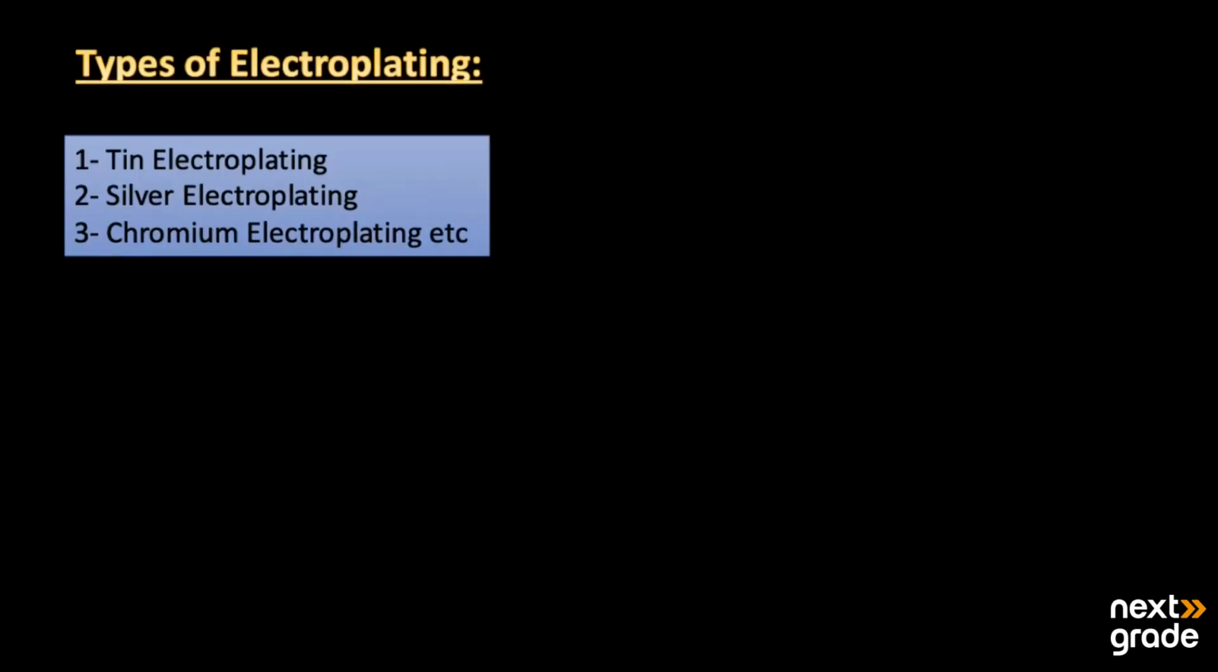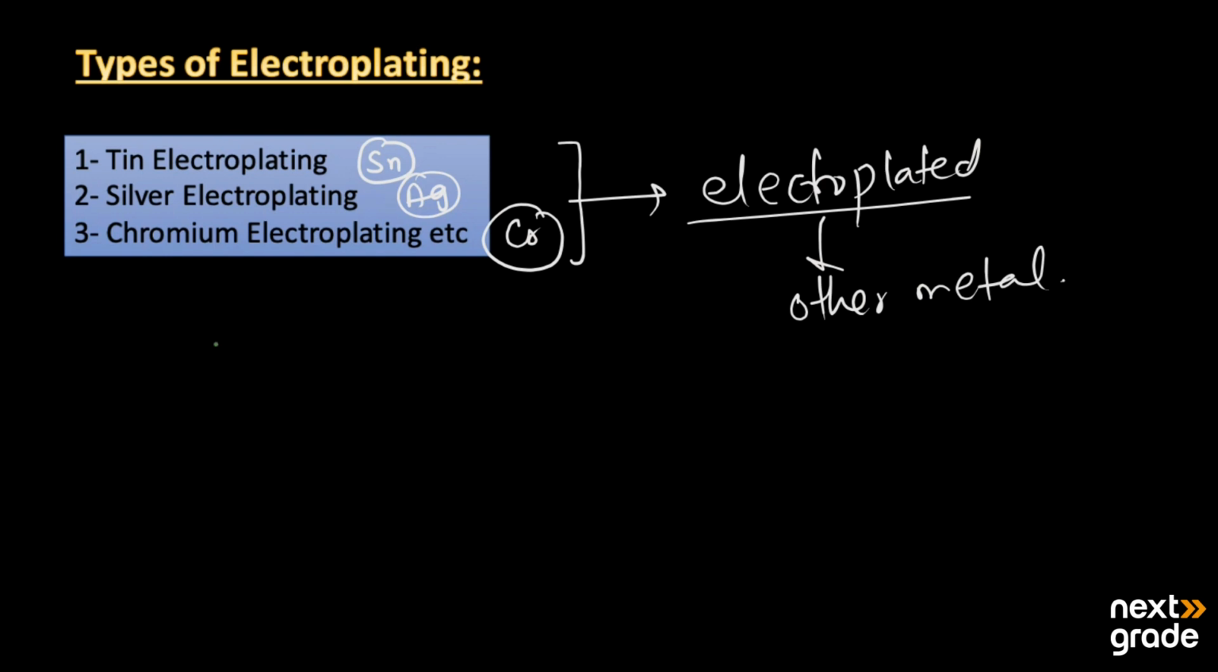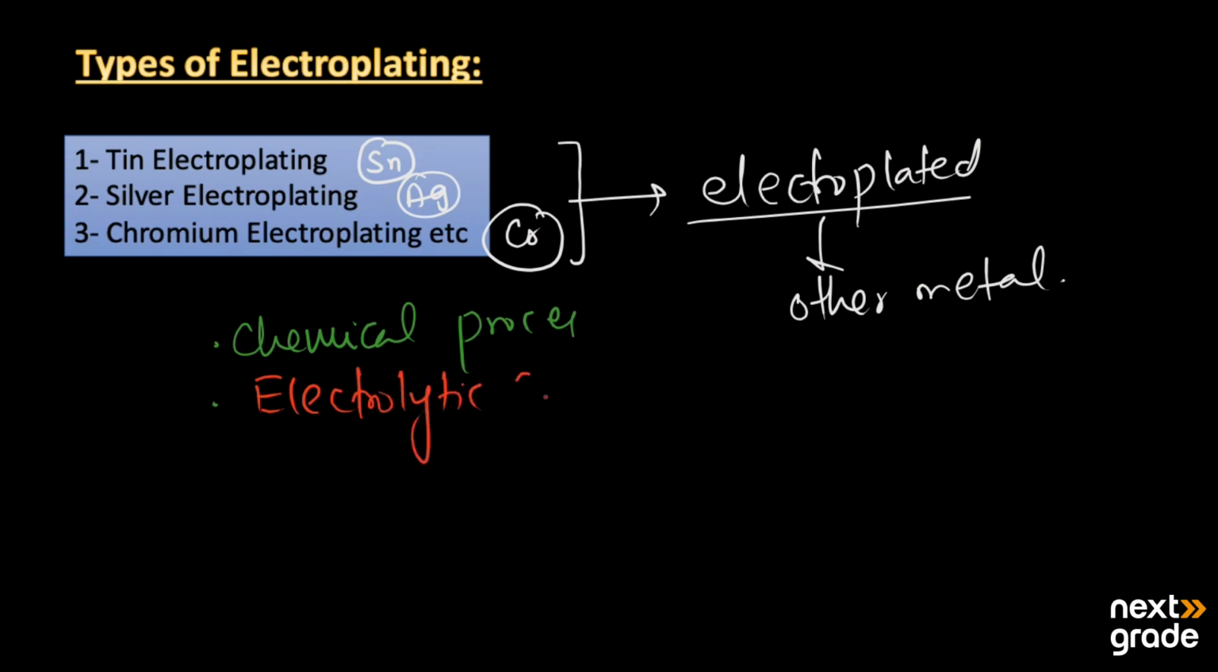Now we have different types of electroplating. We have basically three types. Number one, we have tin electroplating, in which tin gets deposited on the surface of the metal. Then we have silver electroplating, and the last one is chromium electroplating. So these three metals get deposited on the surface of other metals, and they are electroplated on the surface of the other metals. As it is a chemical process, for this process we need a cell. That cell is called an electrolytic cell.